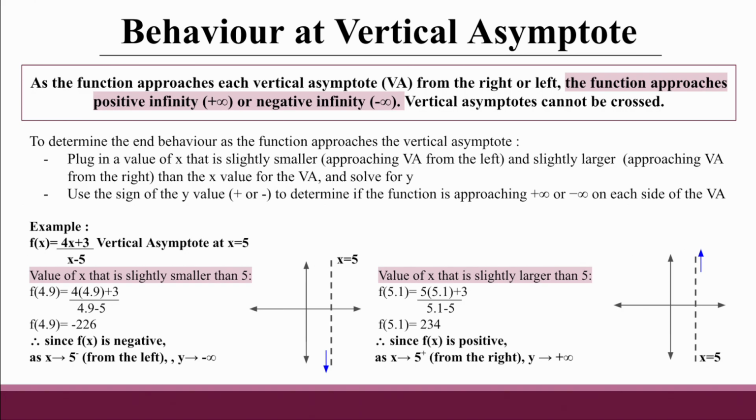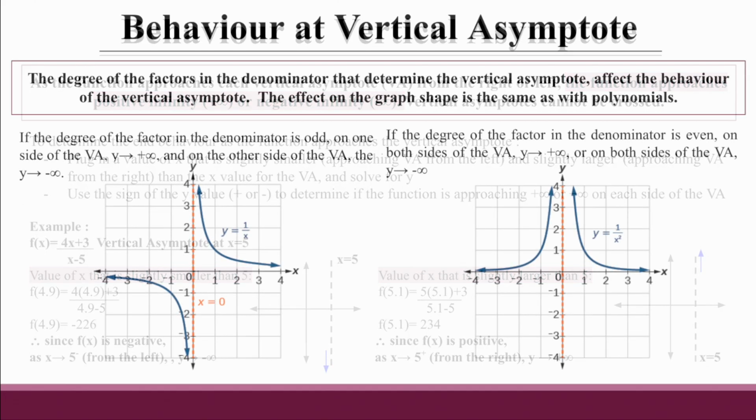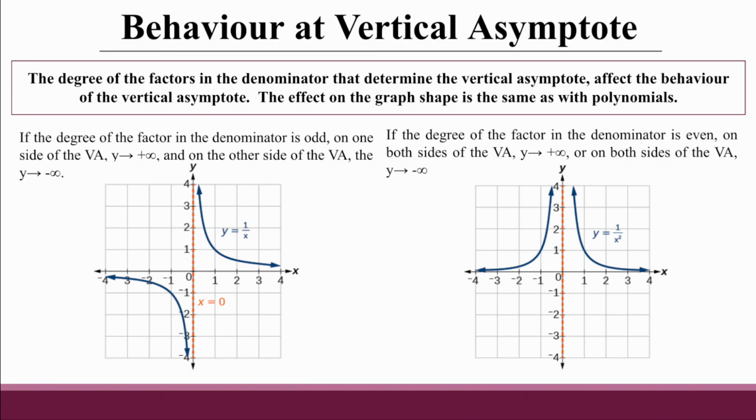So to determine the behavior at the vertical asymptote, plug in a value of x that is slightly smaller and slightly larger than the vertical asymptote, and solve for y. Following along with the example, use the sign of the y value to determine if the function is approaching positive or negative infinity on each side of the asymptote. Another important detail is that the degree of the factors which determine the vertical asymptote affects the behavior at the asymptote.